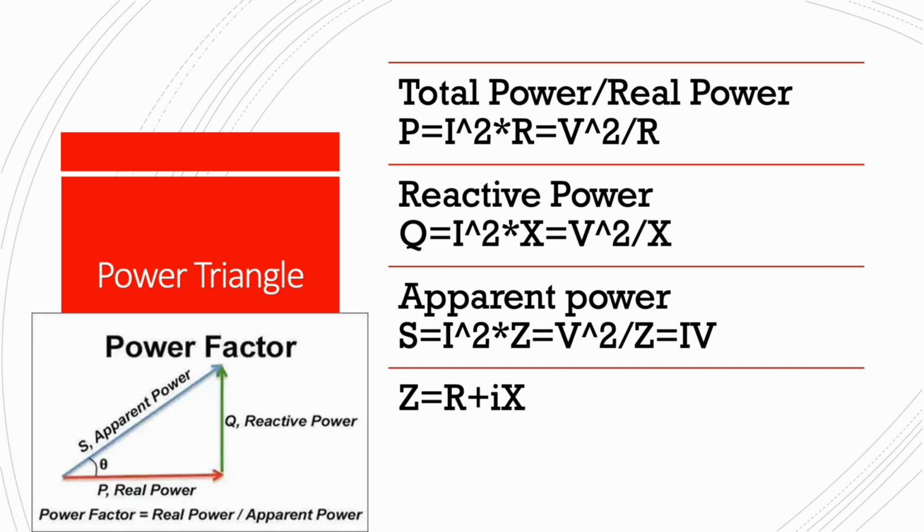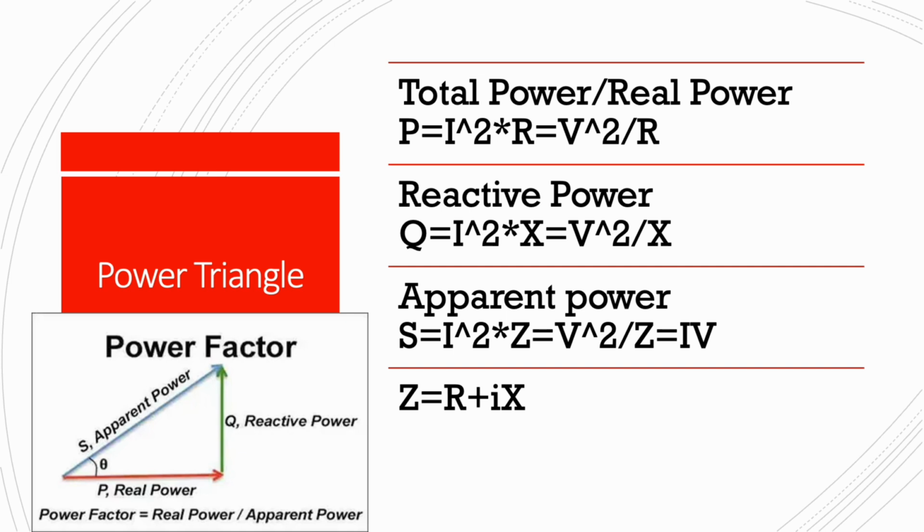Apparent power is the vector sum of real power and reactive power. It represents the total power in an AC circuit, combining both the active and reactive components. Apparent power can be calculated similar to total and reactive, however proportional to the circuit's total impedance, or it can also be calculated with P equals IV.